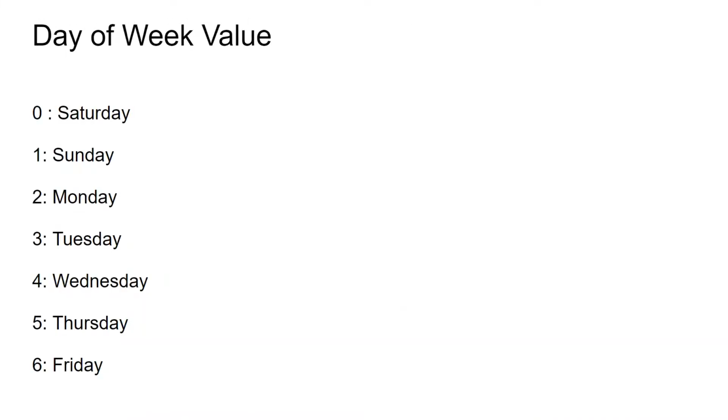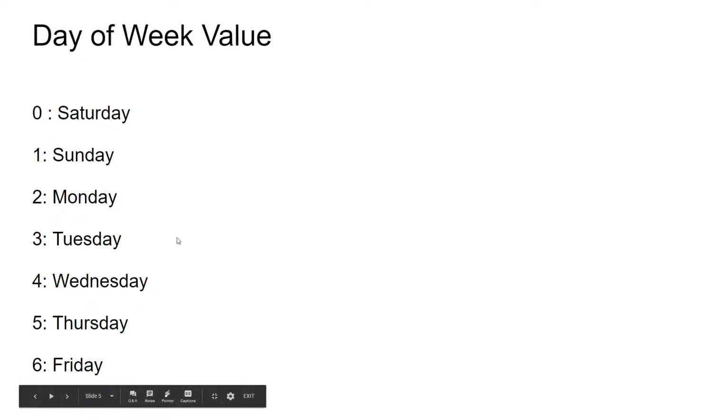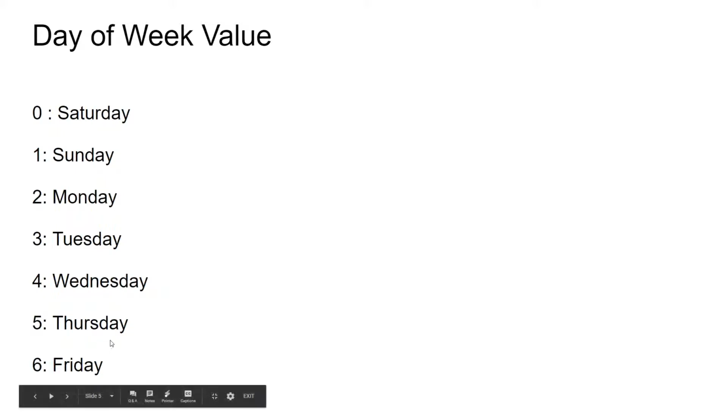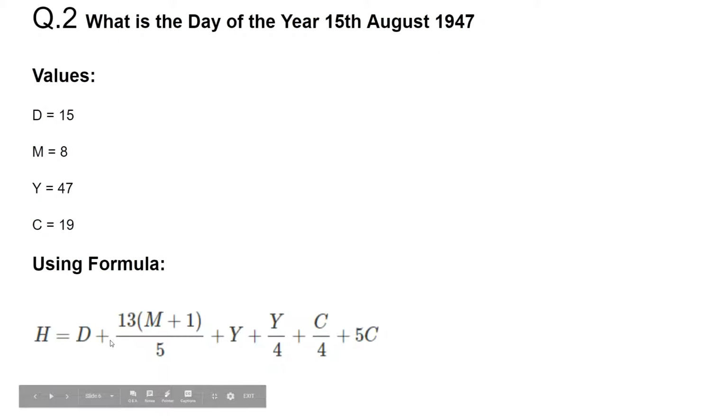After getting the final value of h, you have to divide it by 7, and using the remainder you find the day of the week. If you get a remainder of 0, it is Saturday, 1 is Sunday, and so on. The week starts from Saturday and ends at Friday. Now we'll take one simple example and see how, using this formula, we can find the day within a few seconds.